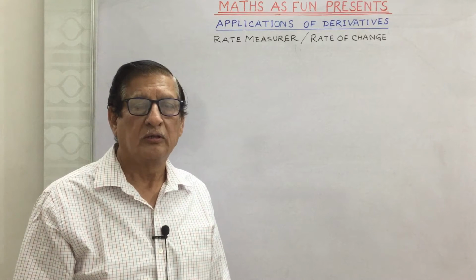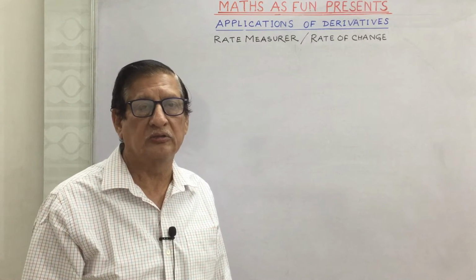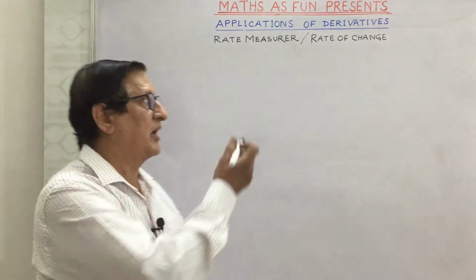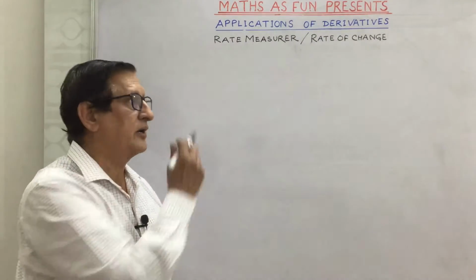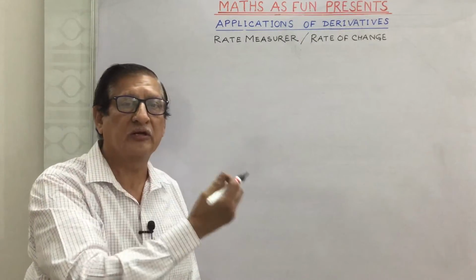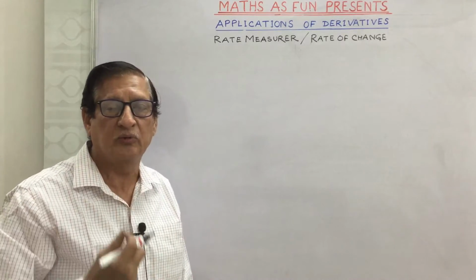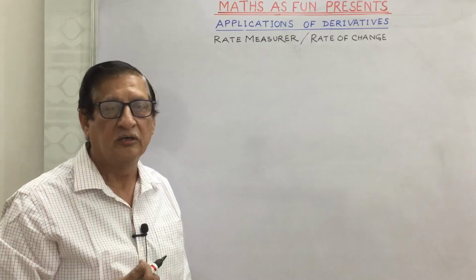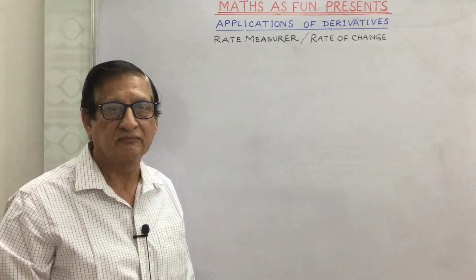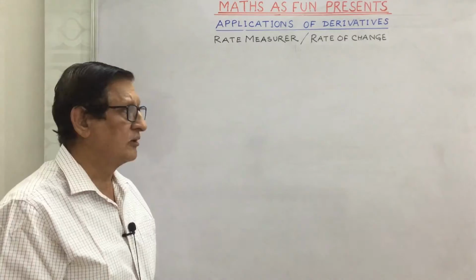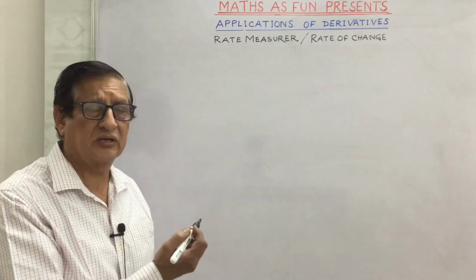Hello everyone. In this video we will learn about the applications of derivative as a rate measurer. Rate measurer means that we can find out the rate of change of any body or any quantity with respect to another quantity by using derivative. Let's learn the concept like this.